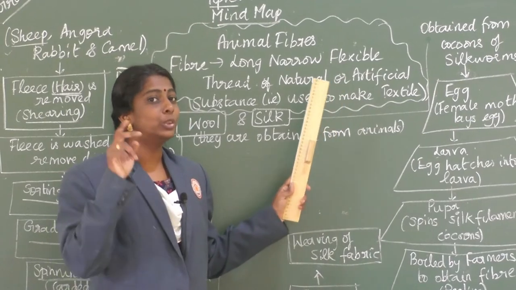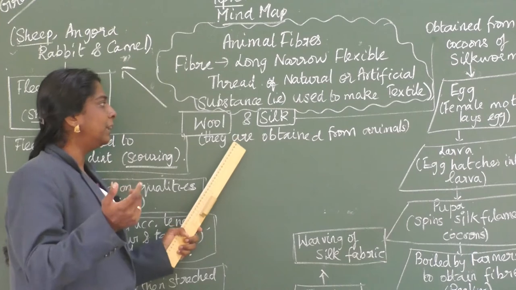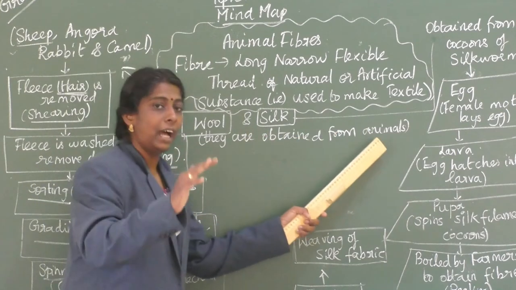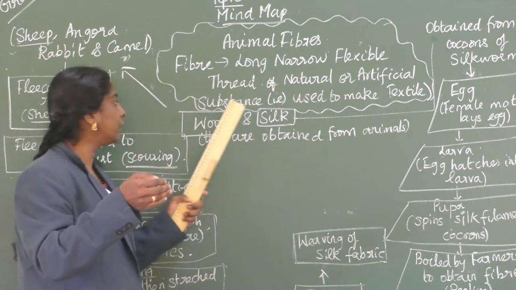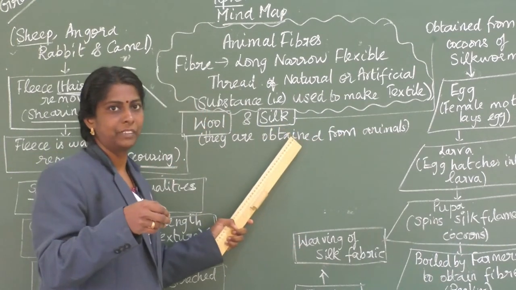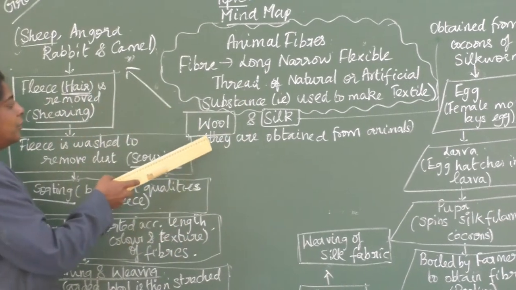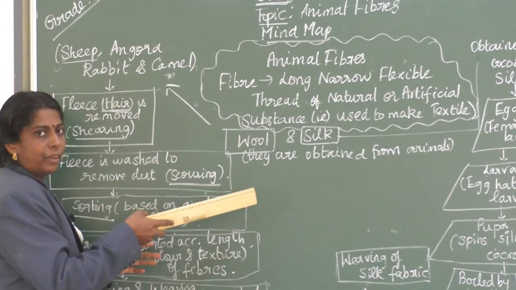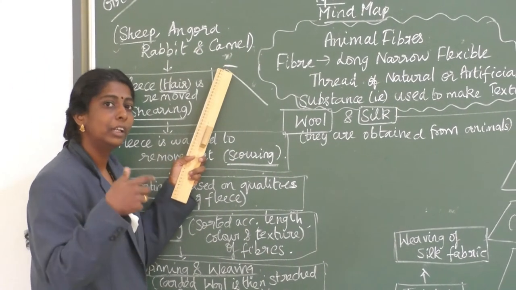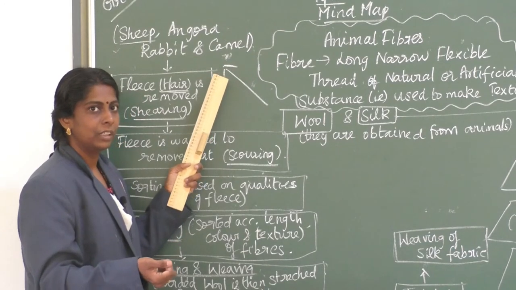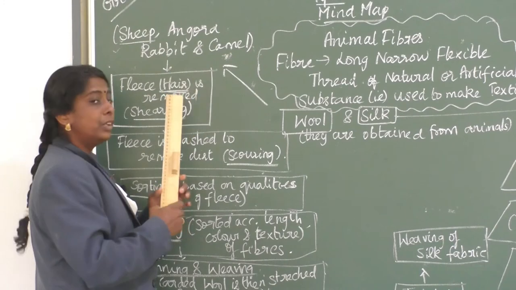So basically there are two different types of animal fibers. They are nothing but they are obtained from animals. The fibers are obtained from animals. They are wool and silk. Clear? So now we are going to see about wool. So here we can get this type of fiber from sheep, angora rabbit, camel, goat and so on. So many animals are there.